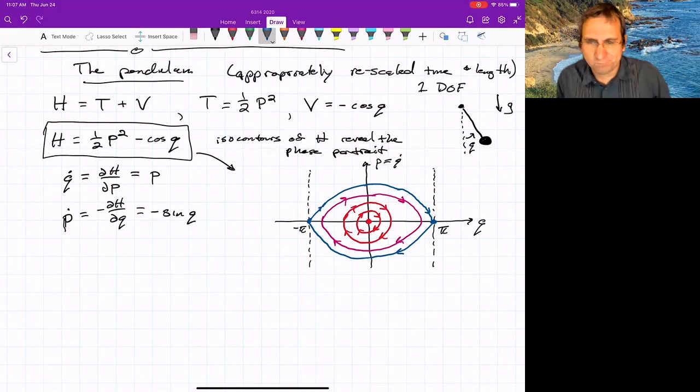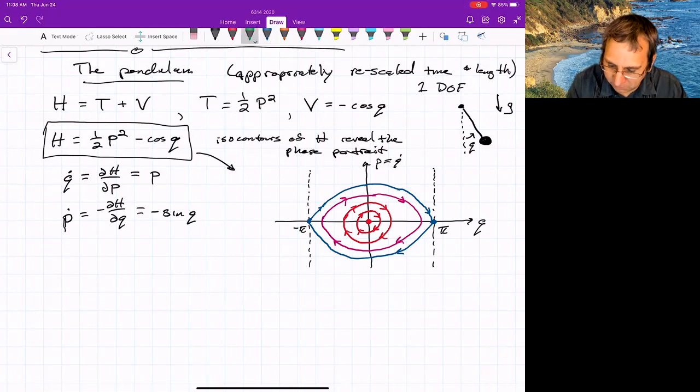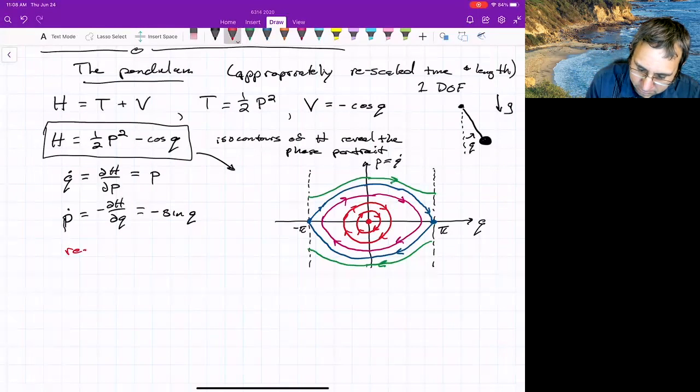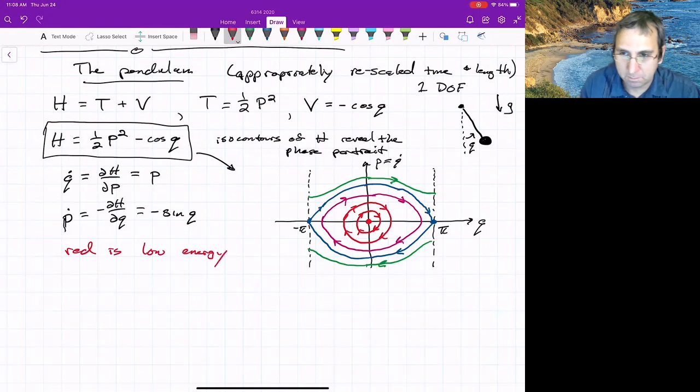This would be a critical value of the energy, because above that we've got other trajectories, which are called circulating trajectories. I'm basically just plotting isocontours of h, but only between negative pi and pi, and then knowing my rule for how to put the arrows. So red is low energy. And by energy, I mean Hamiltonian energy, right? This has units of total energy.